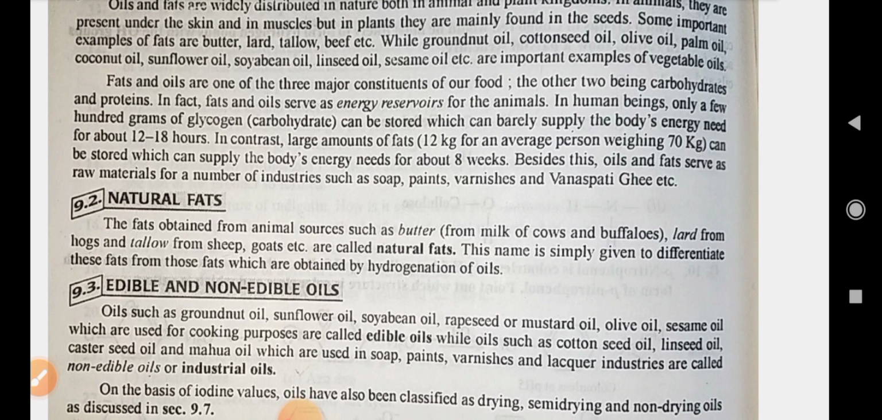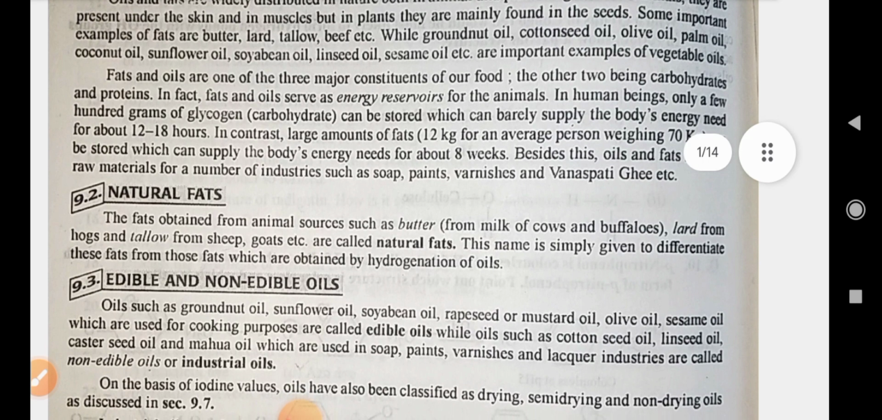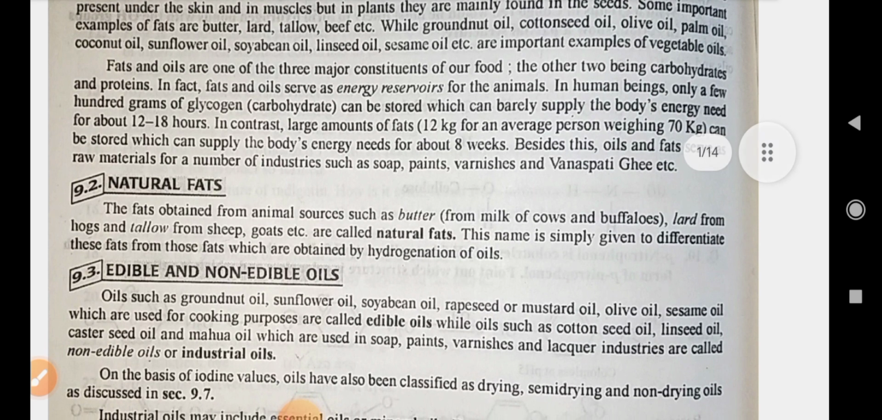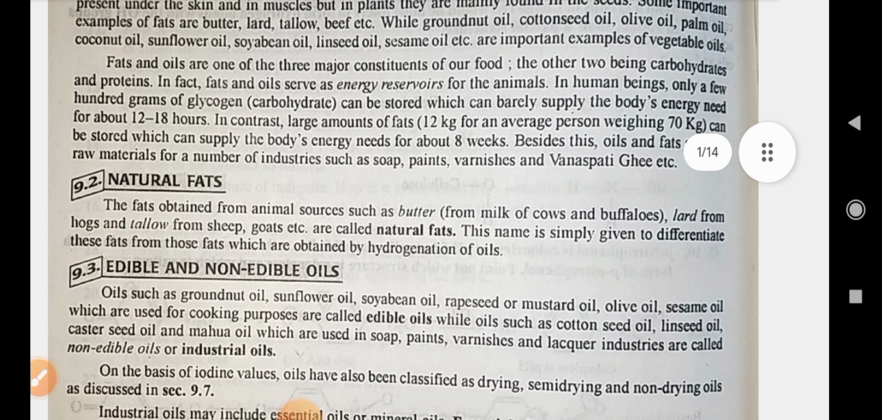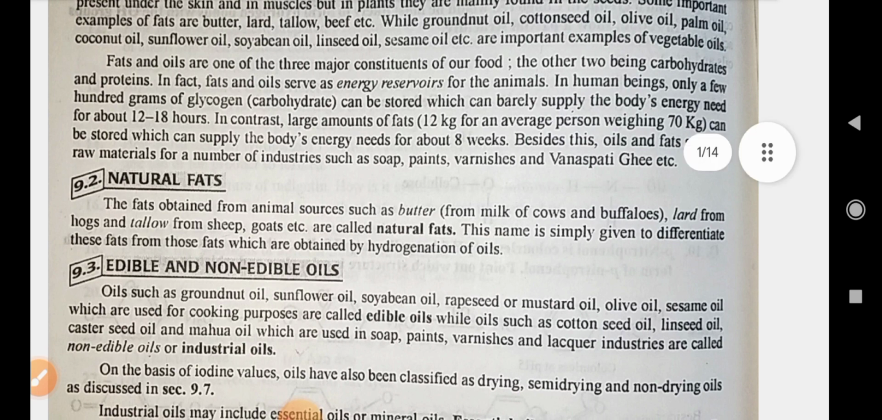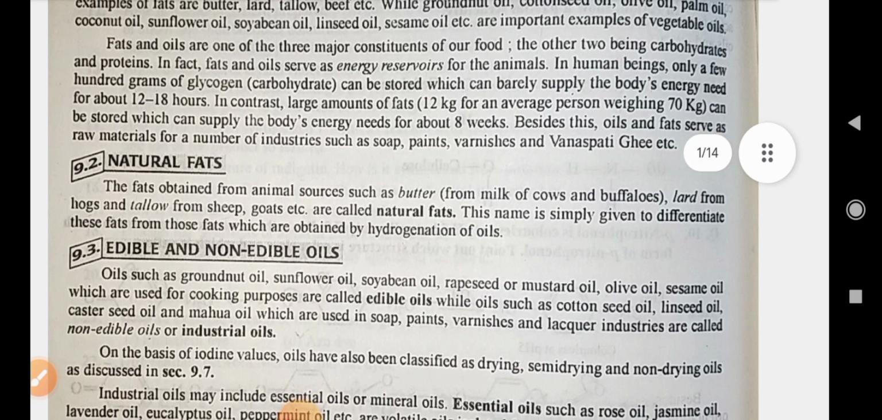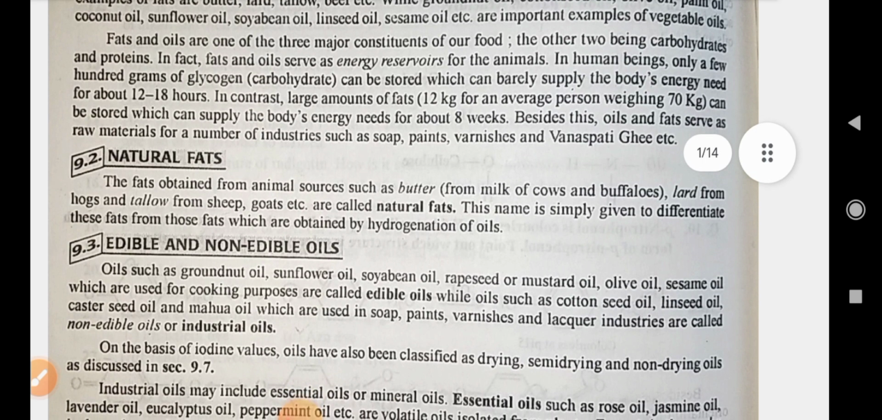Fats and oils are one of the three major constituents of our food, the other two being carbohydrates and proteins. In fact, fats and oils serve as energy reservoirs for animals. In human beings, only a few hundred grams of glycogen can be stored, which can barely supply the body's energy needs for about 12 to 18 hours. In contrast, large amounts of fats can be stored, which can supply the body's energy needs for about 8 weeks.